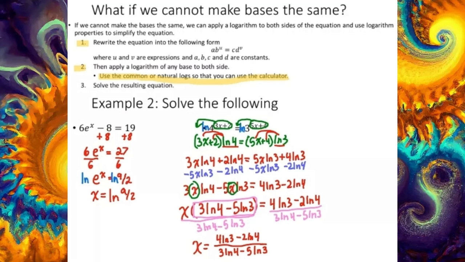If I decide to move all my x terms to the right and my constants to the left, you may instead get 2 natural log of 4 minus 4 natural log of 3 all over 5 natural log of 3 minus 3 natural log of 4. Both of these answers are the same. We can just obtain one from the other by multiplying top and bottom by -1. So keep in mind your answer can look different depending on how you approach solving this problem.